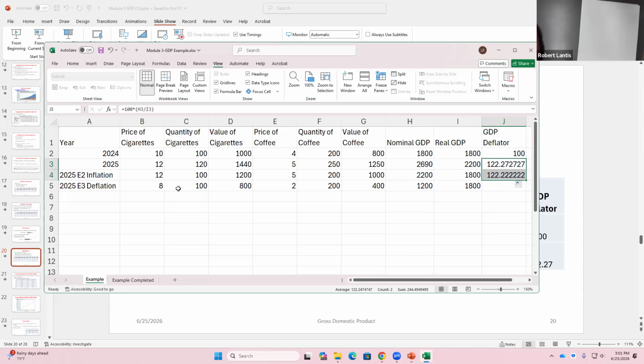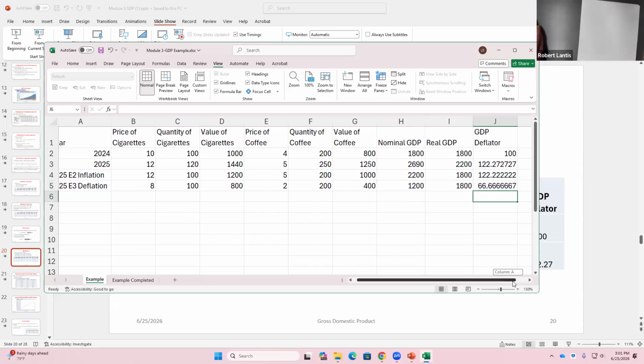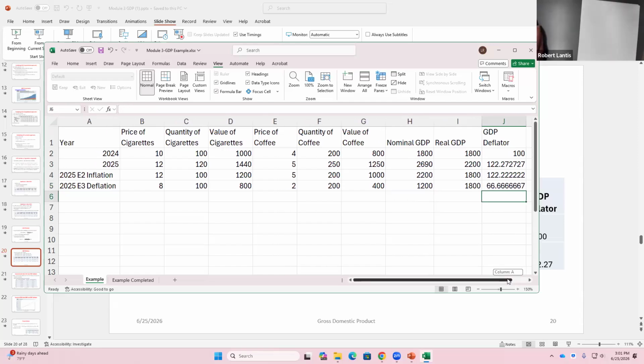And then if I use an example where I have deflation, if prices go down, nominal will be less than real GDP, and my new GDP deflator will be less than 100. Okay. Any questions on this before we keep moving here? Okay.